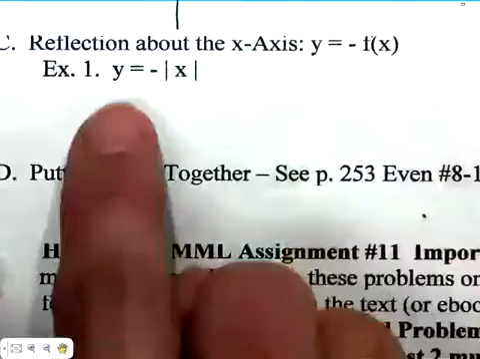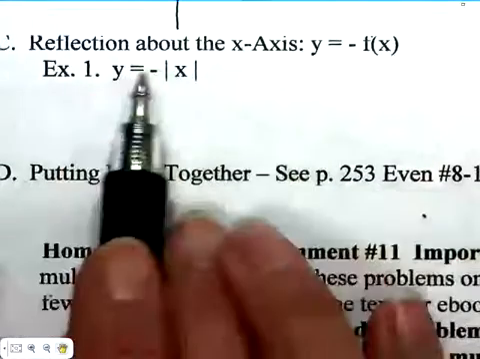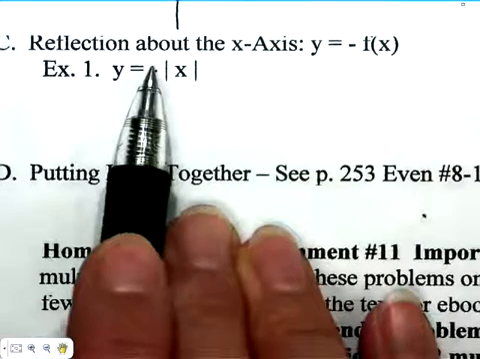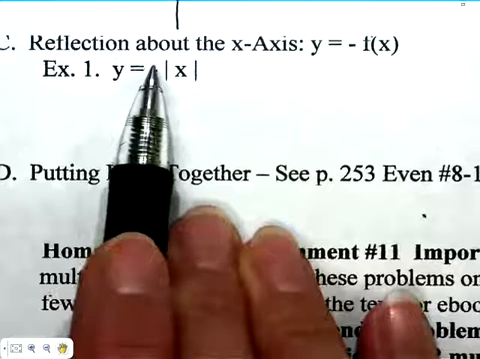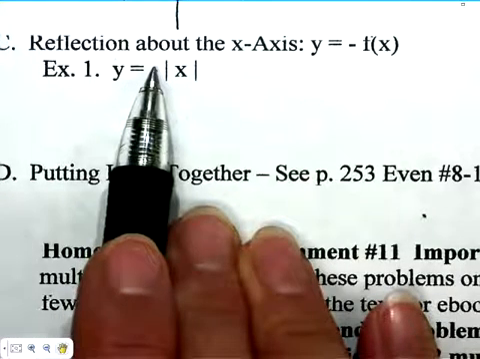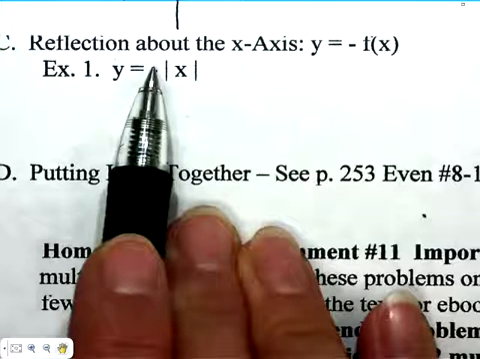In this example, if I covered up that negative, you'd say, well, what shape is it? A V shape, concave up V shape. Does it have a horizontal or vertical shift? Nothing's added or subtracted inside the absolute value. Nothing's added or subtracted outside the absolute value. So it hasn't been shifted.